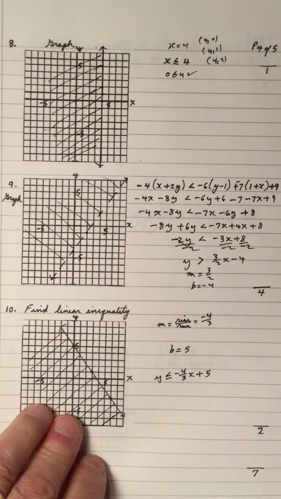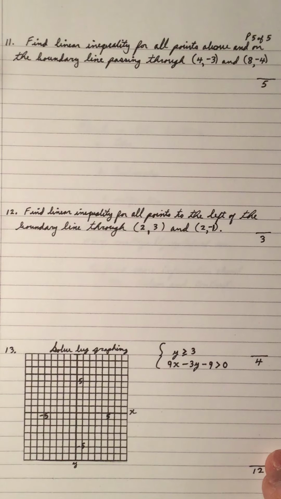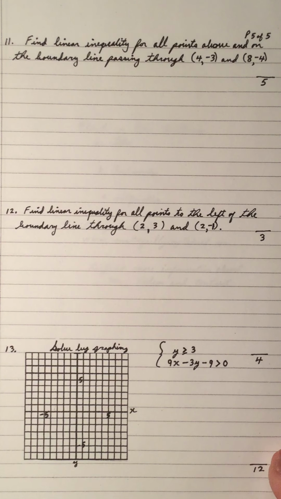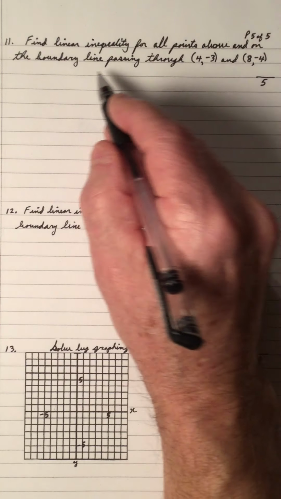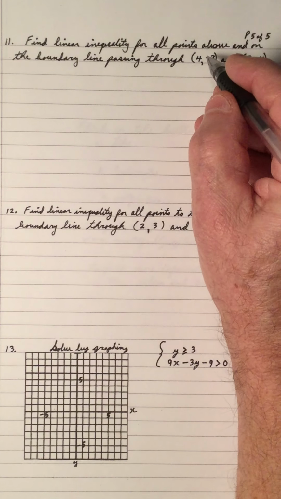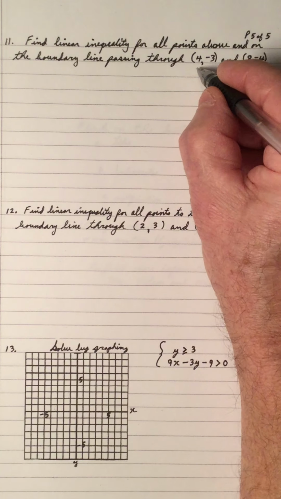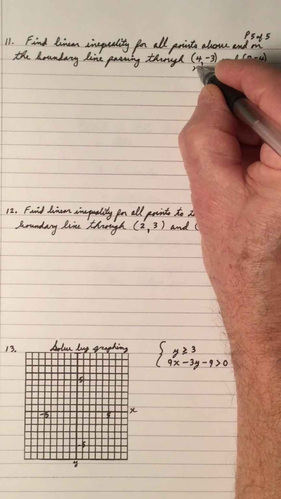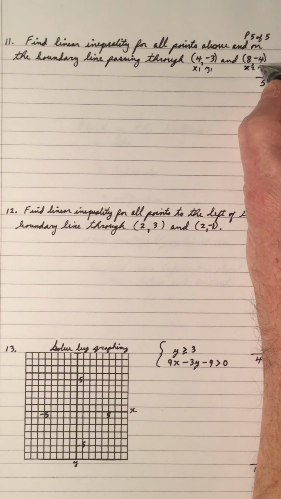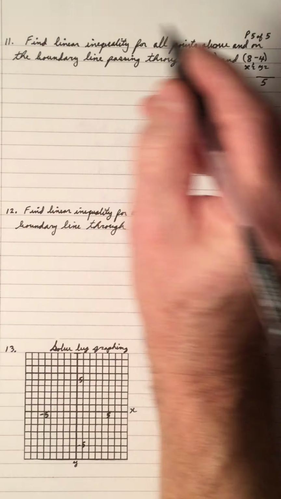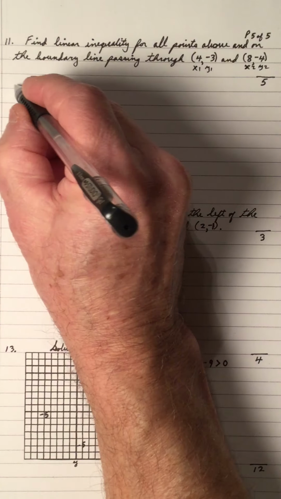And turn this over. So number 11, find the inequality for all points above and on the boundary line passing through these 2 points. So 4, negative 3 is x1, y1. 8, negative 4 is x2, y2. So to get the boundary line, we need the slope.